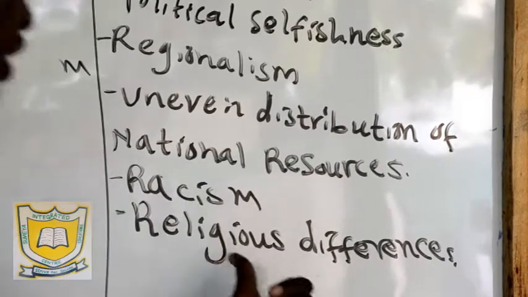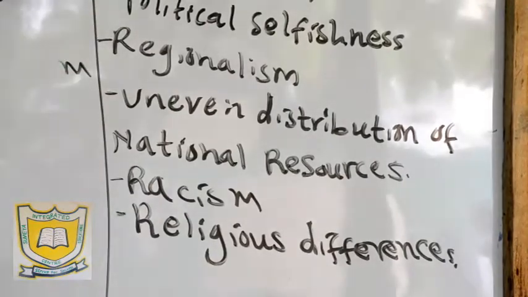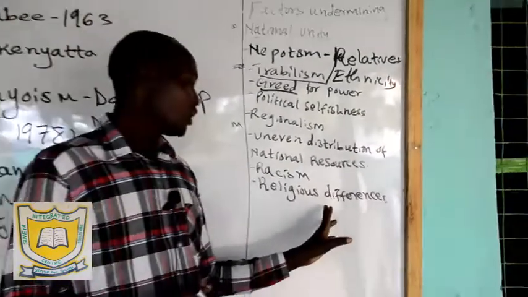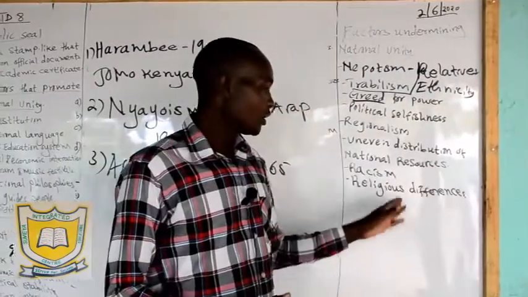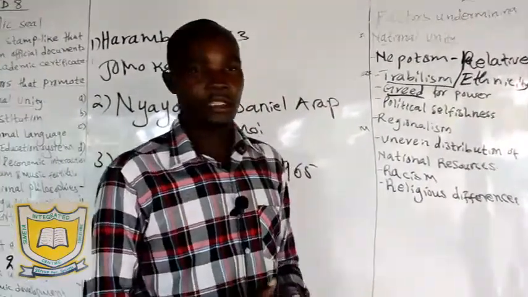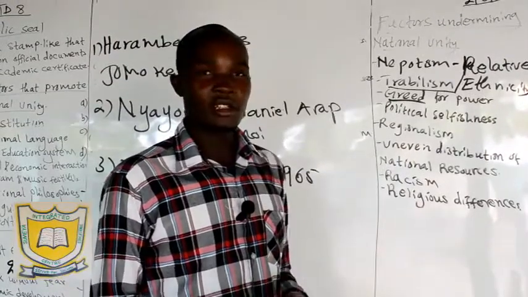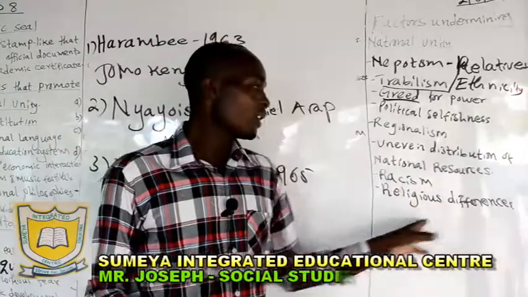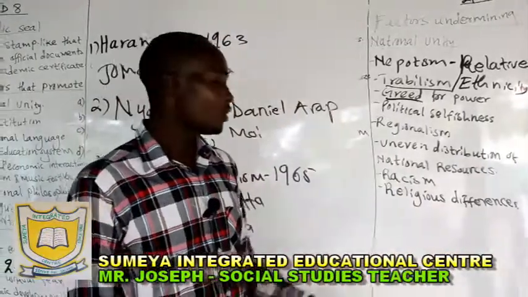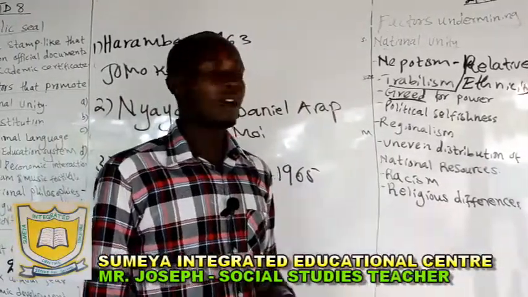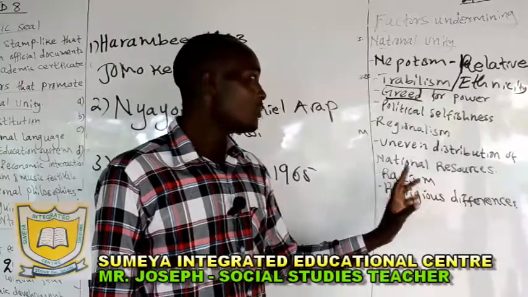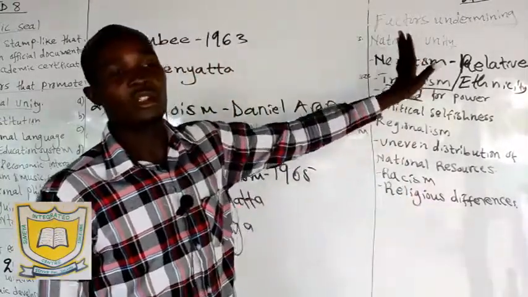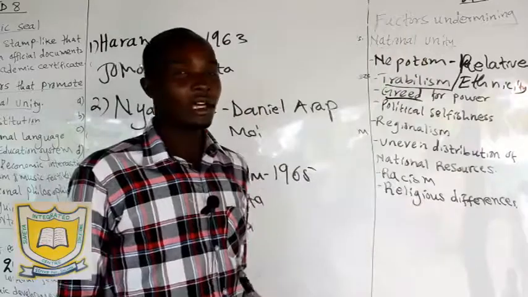Religious differences. We have seen very many people, we say in Kenya, we don't have state religion. You can go to any religion you want, whether Muslim, whether Christian, whether Buddhist, whether Hinduism, and so on. But when people define different ideas about their religion, this one may undermine national unity. But so I will wind up on that.